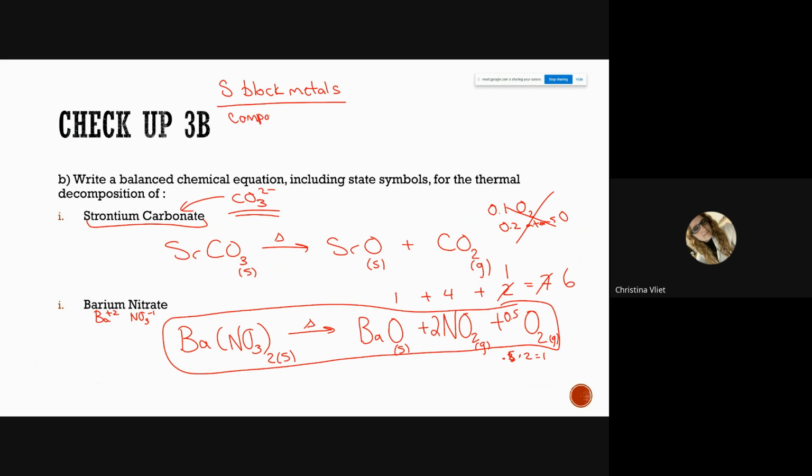Compounds with S-block metals, or Group 1 and 2, are white solids, meaning they have no color, they're just white. Cambridge uses white, although sodium chloride looks kind of clear to me. They say white solids.